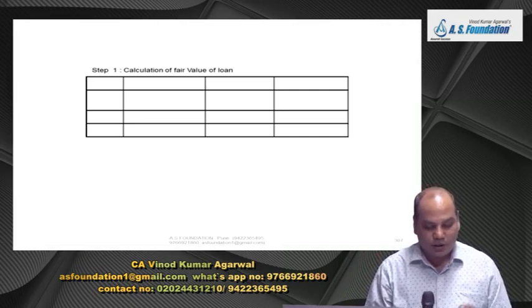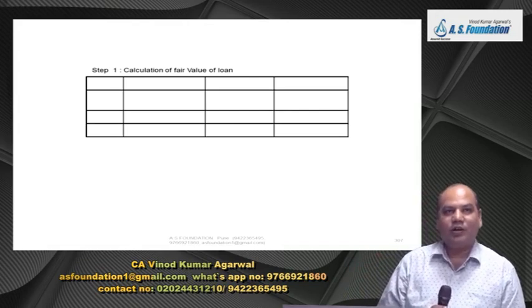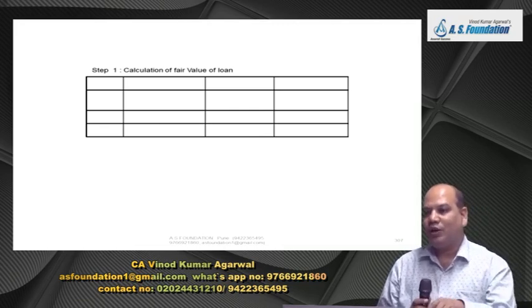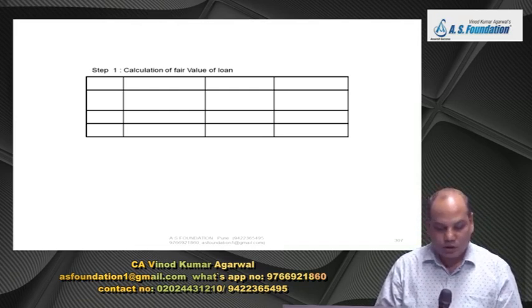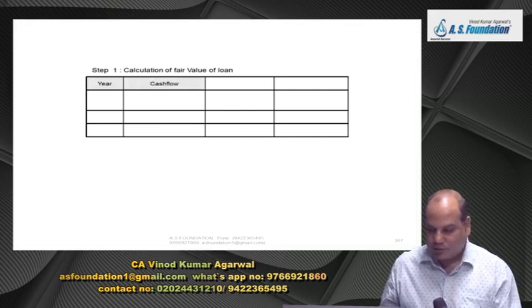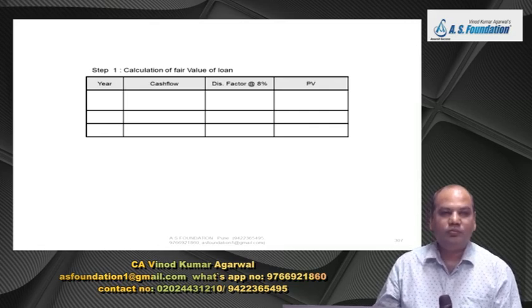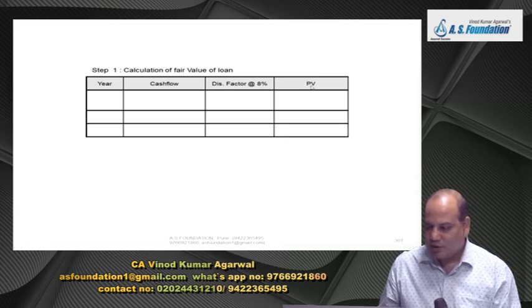In this question, they have given you the market rate as 8%. If the market rate is given to you, that is your EIR. Using that, compute the fair value. Okay? Calculation of fair value of the loan. One of the highly tested questions in the exam. So draw this format: year, cash flow, discounting factor at 8%, and present value.